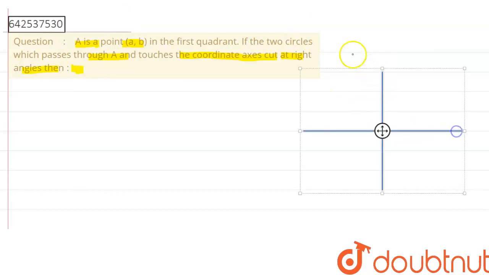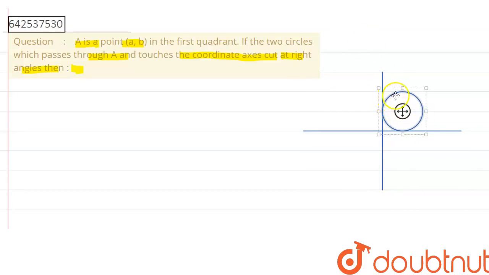Now we take a circle. Here this is a circle that touches the coordinate axes, and here P is the point whose coordinates are (a, b). Now this is the center. Since the axes are perpendicular, if the radius is r, then the center of the circle is (r, r).